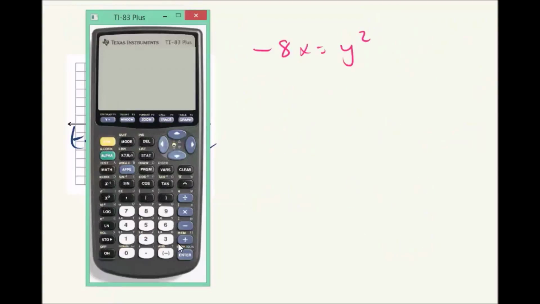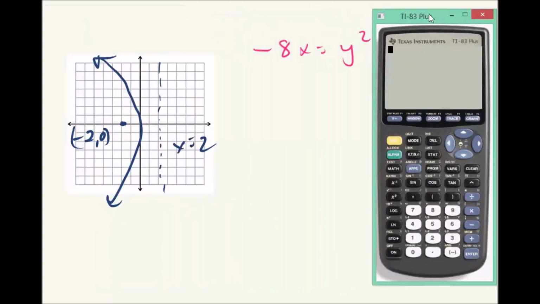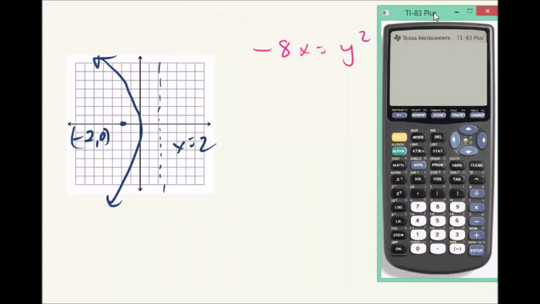Now, a graphing calculator can be useful for helping us graph it. It isn't useful for finding the focus or directrix. We have to do that by hand. And actually, this estimate of what the graph looks like should be pretty good. But let me show you how to graph it anyways.